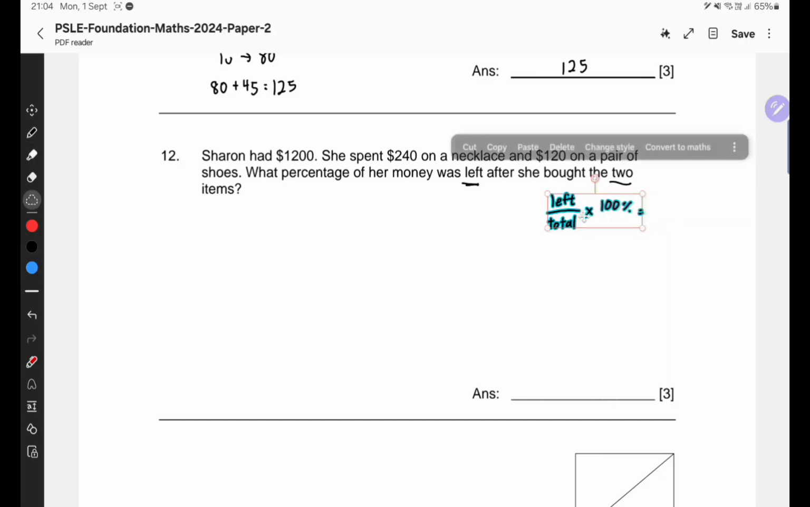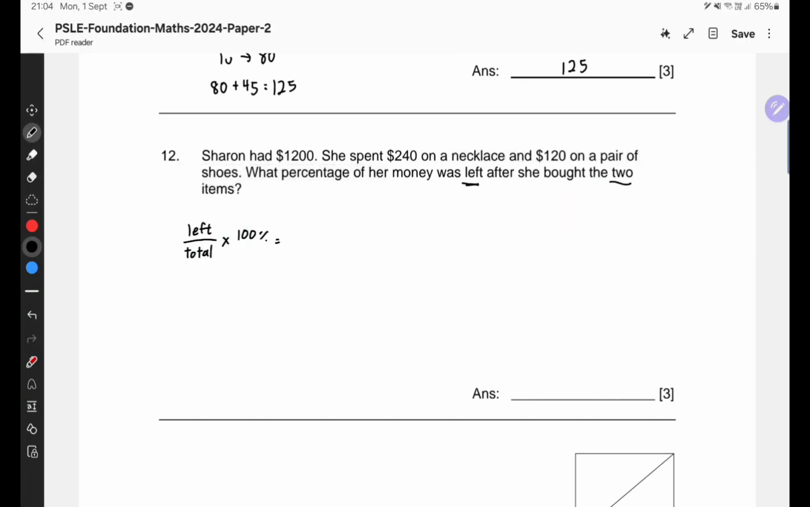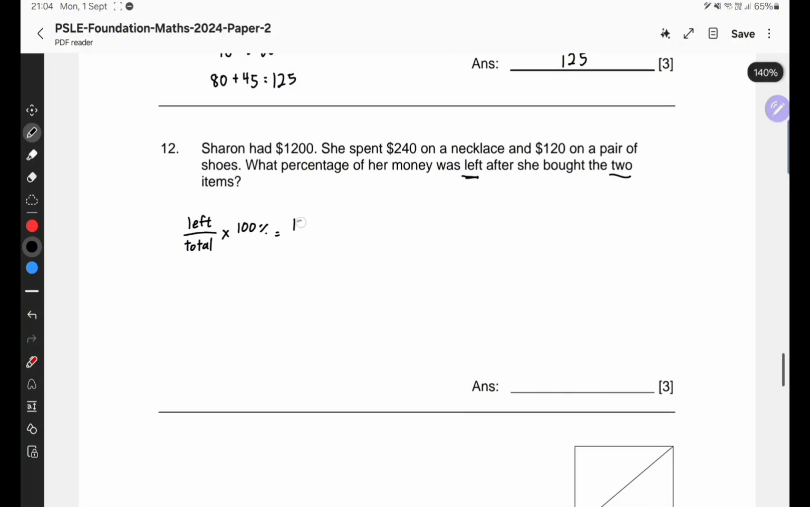So what's left is $1,200 minus away the $240 minus away the $120 that she spent on the shoes, divided by our original total amount, which is 1,200, times the 100%, and this will give us 70%, and this is our answer.